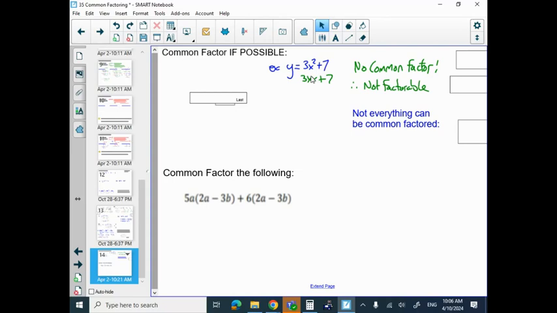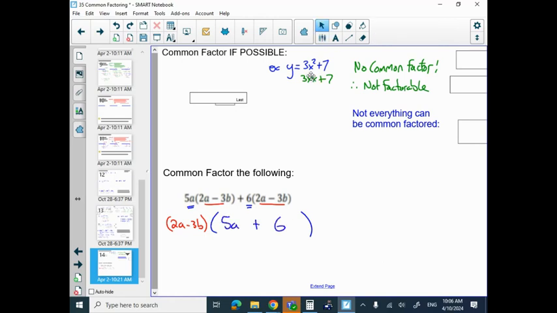And then finally, this one here, I'm running out of time here. This one here, you can notice a weird kind of case where there's a common factor of a 2a minus 3b. Pull that thing out front. If you pull that thing out front, then you're left with the leftovers, the 5a and the 6. So 5a plus 6. Okay.